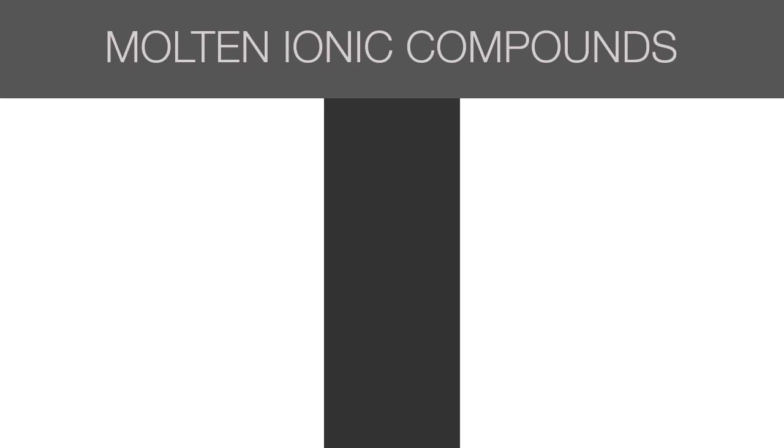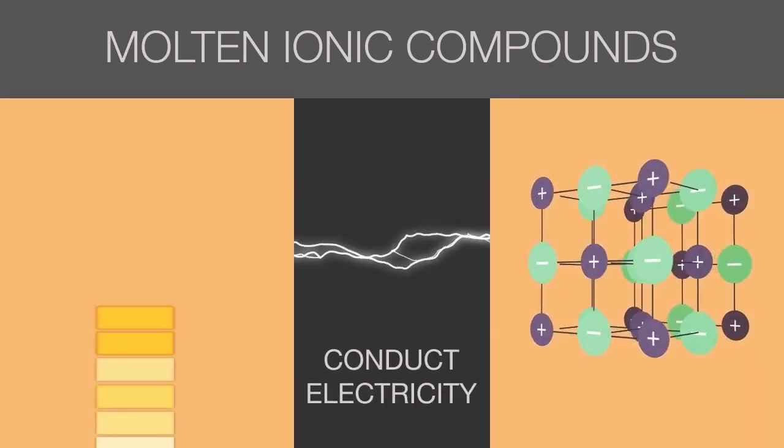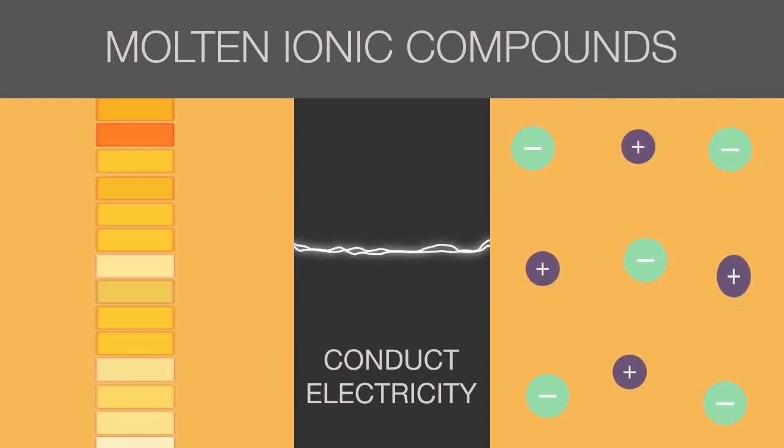Following the same idea, molten ionic compounds can also conduct electricity. The lattice structure is broken at high temperatures, and so the ions become free-floating.